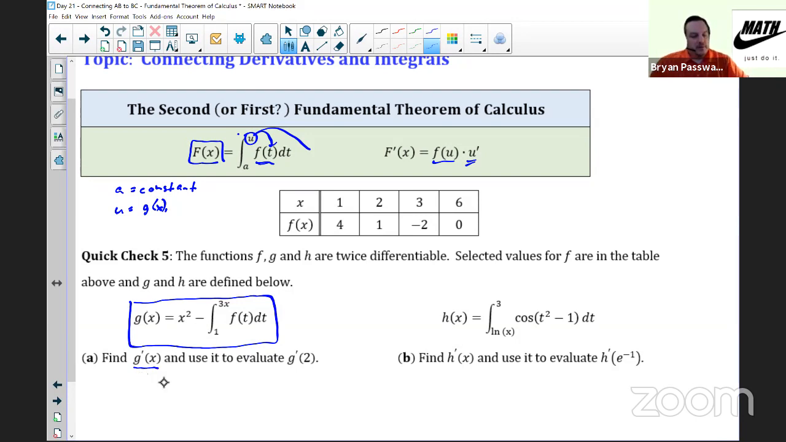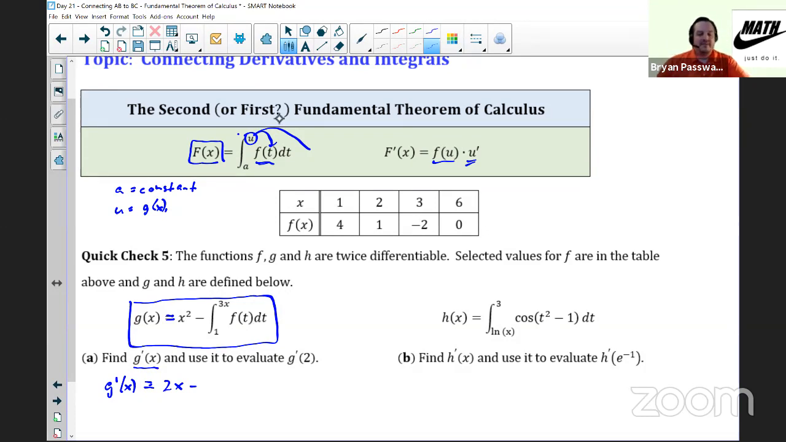So if I want to find g prime, let's just treat this as an equation and differentiate both sides. And so g of x's derivative is going to be g prime. We've taken that derivative. And on the other side, we're now going to take this thing's derivative. Well, x squared's easy, right? That's just going to be 2x, no big deal. And then minus, now I have to take this thing's derivative. How do you take the derivative of a definite integral?